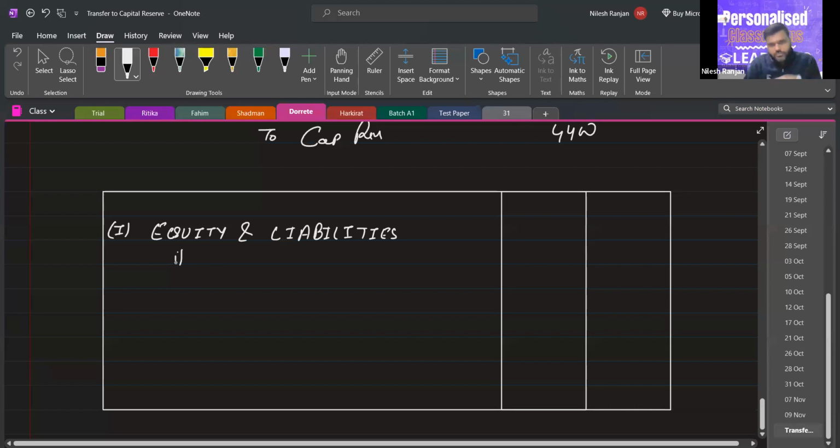So let's revise the question first, the question and the topic theory, and then we'll discuss if you have any doubt. I will teach you how to draw the balance sheet and how to prepare the notes to accounts in our next class, and after that we'll start the new chapter, accounting for debentures, issue of debentures.